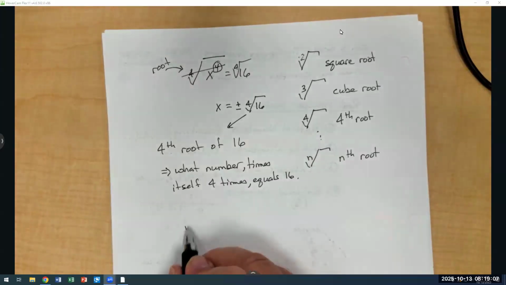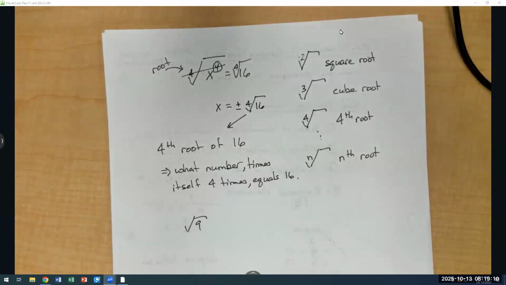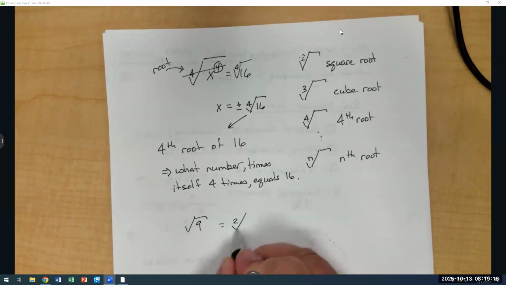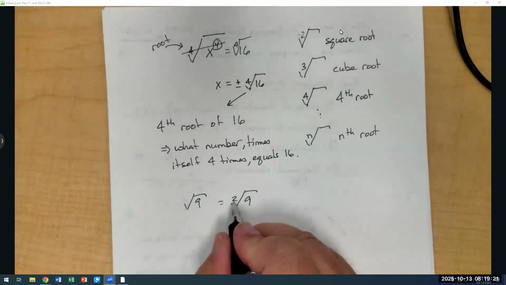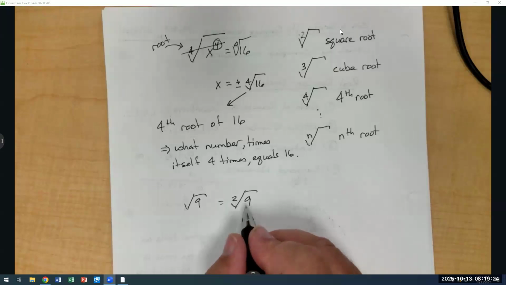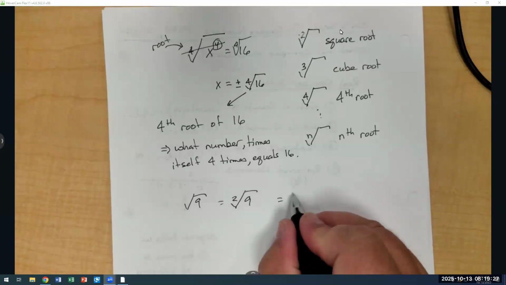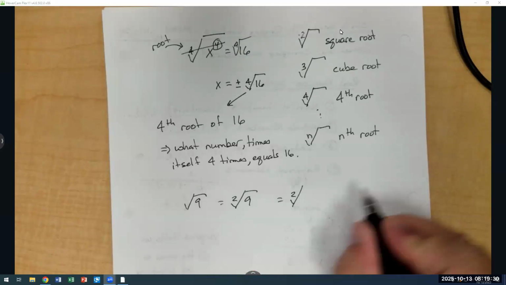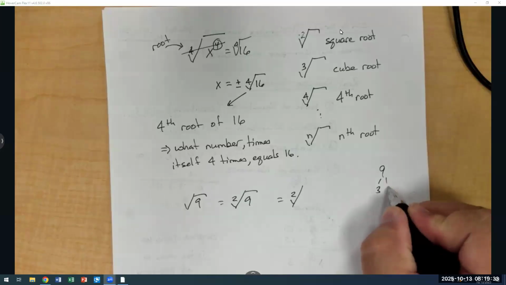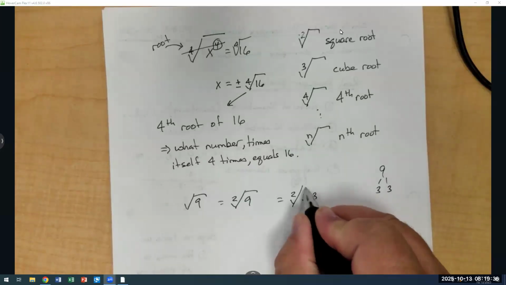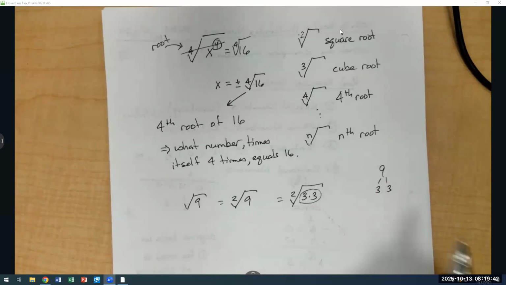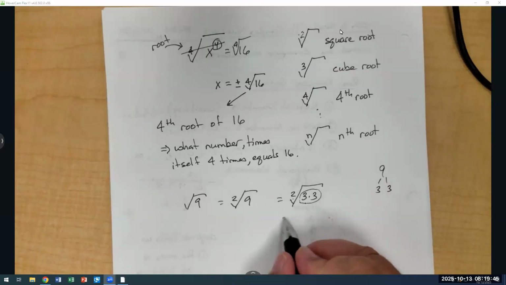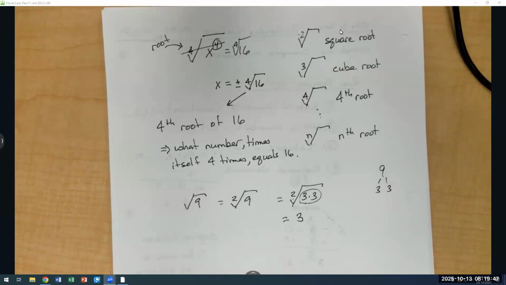So when we had square root of 9, what's the root there? Yeah, remember there's an invisible 2 there. So my answer is, what number appears twice? So what is 9 made up of? 3 times 3. I'm looking for a number that repeats itself twice. I'm looking for a square root. There's 2 3s, so the answer is 3. That's how it works.